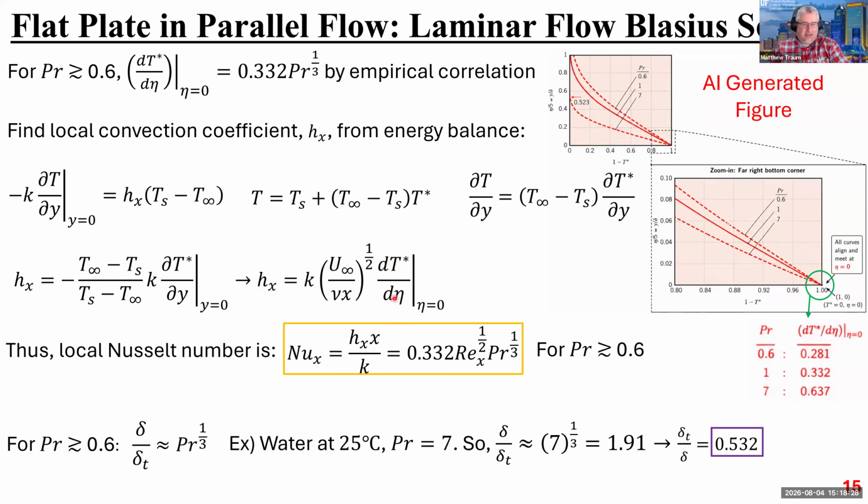dT*/dη at the wall. How do I resolve that? Well, remember, we just did it empirically, right? That's what this was. So I'm going to take this 0.332 times Prandtl number to the 1/3, which is equal to that derivative. I'm going to plug it in here, and boom, out pops my correlation.